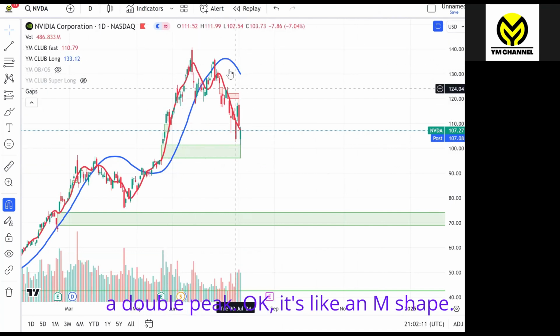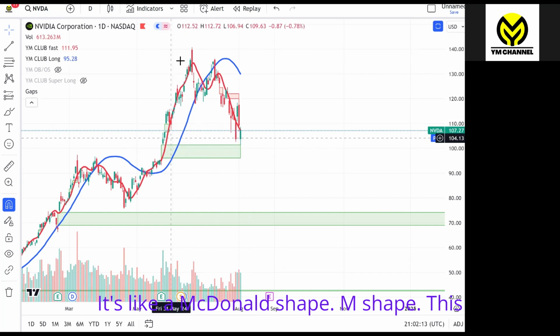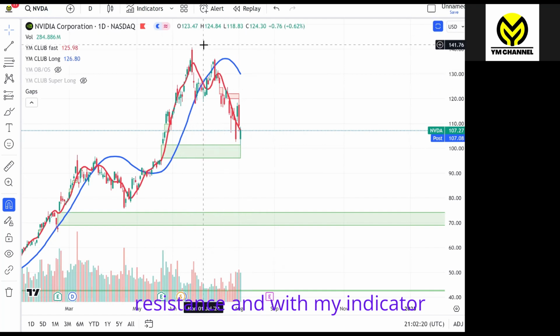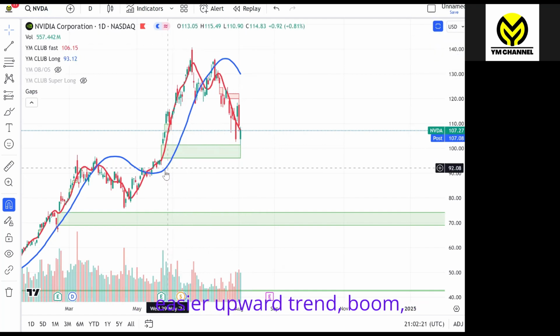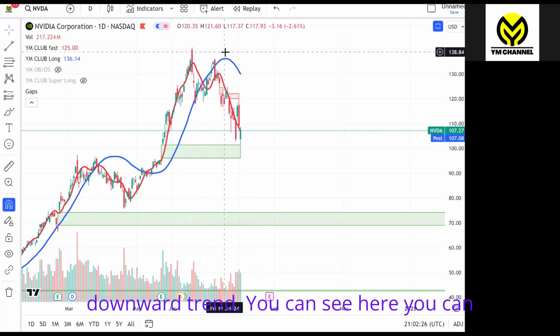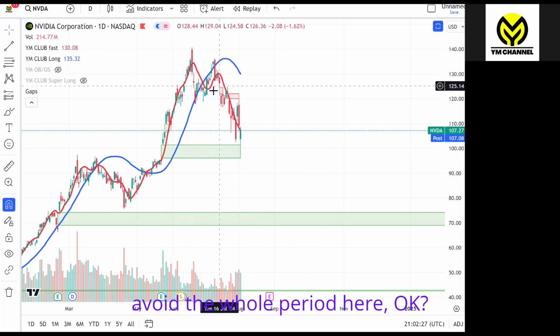Okay, it's like an M shape. It's like a McDonald's shape, M shape. This is a double peak. Basically, they form the resistance. And with my indicator, it's easier. Upward trend, boom, downward trend. You can see here, you can avoid the whole period here.